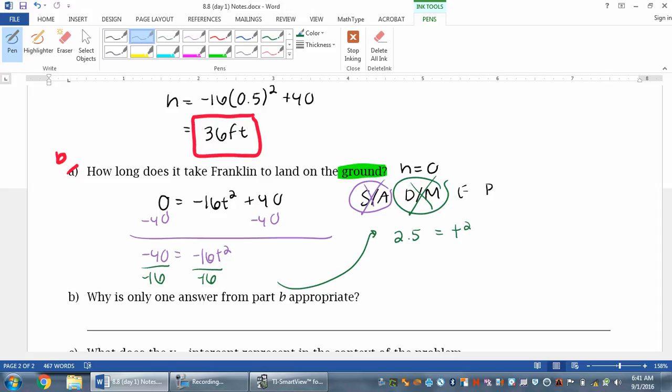Now I'm going to get rid of the exponent. So how do I get rid of the square? Well, I square root. The square root and the square cancel, the t drops down, and we get plus and minus, and the square root of 2.5 is rounded to 1.58. Okay? But you have two solutions. Which solution do we choose? Do we choose the positive 1.58 seconds or the negative? Hopefully, we say the positive 1.58 seconds.